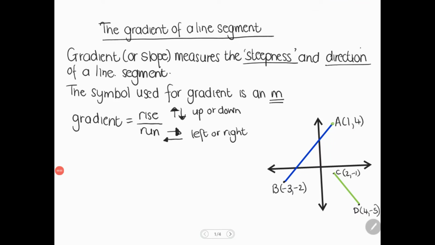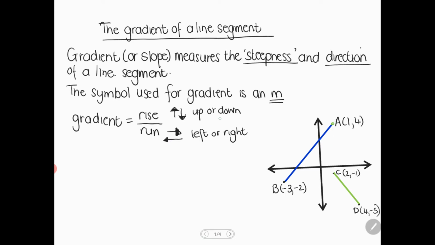All right, so let's look at the gradient of a line segment. So the gradient, or the slope of a line, measures how steep it is and the direction it goes in. The symbol we use for gradient is an M. You might remember that from last year. And last year we defined gradient as rise over run. So we said it's how much we went up and down.